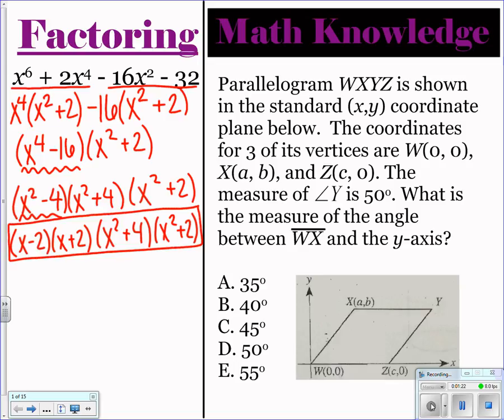Moving on to the math knowledge question. The measure of angle y is 50 degrees. So we have 50 degrees here. This is a parallelogram, so that means that this angle here is also 50. And it asks for the measure of the angle between y, or wx, and the y-axis. So this angle here. Well, we know that this is a right angle because our x and y-axis are perpendicular. So if this angle is 50, that means that this angle here is 40. And so our correct answer would be B.